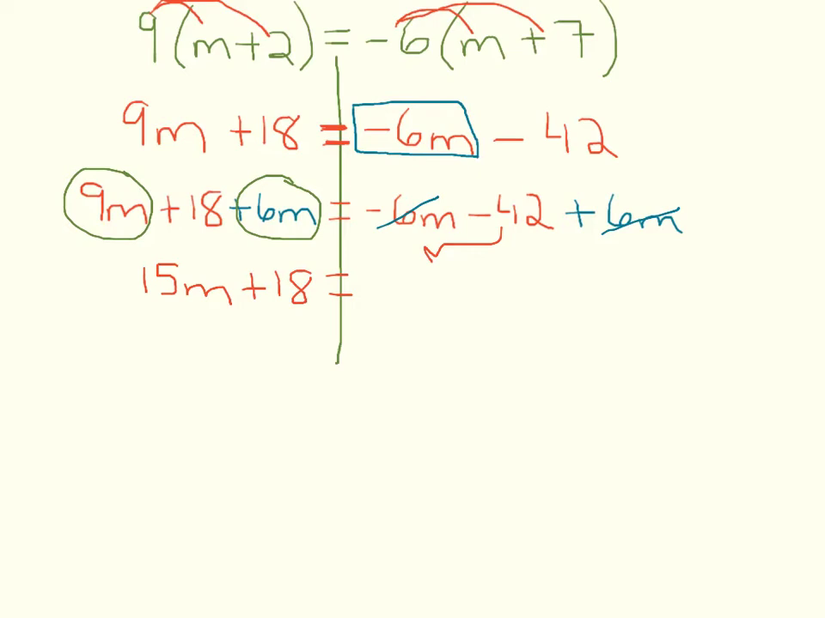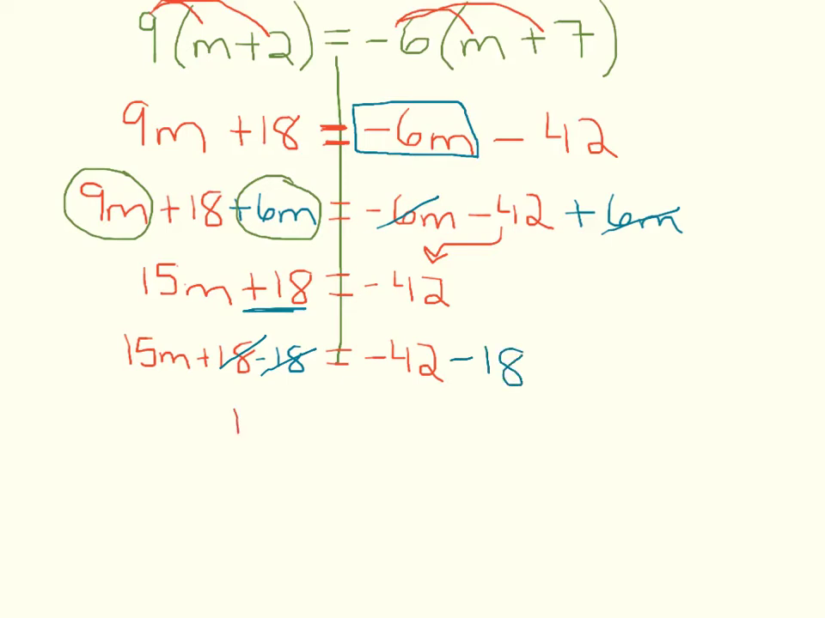equals negative 42. And now I'm down to a two-step equation that I can solve, and I will start by subtracting 18 on both sides. So I subtract 18 on the left to cancel, and then subtract 18 on the right. 15m comes down, and that's equal to negative 42 minus 18, which is negative 60. And now the last step is to divide by 15, and negative 60 divided by 15 is negative 4.